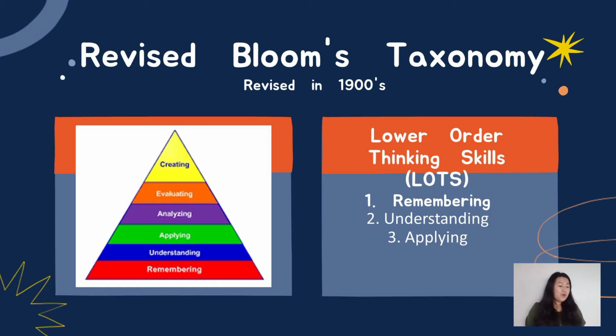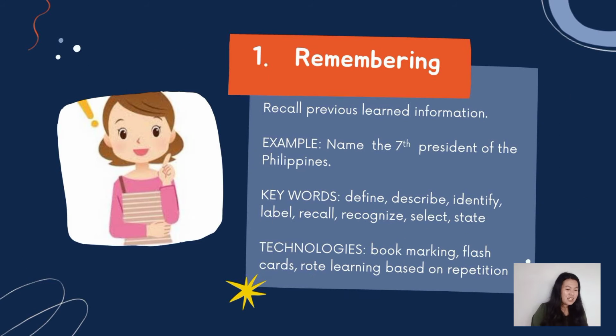And now, we will be discussing the revised Bloom's taxonomy. The first three cognitive processes will be discussed by me, and they talk about our lower order thinking skills, while the latter three will be discussed by Mr. Rodriguez. So the first one will be remembering.